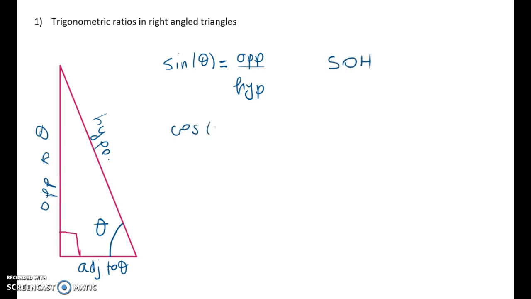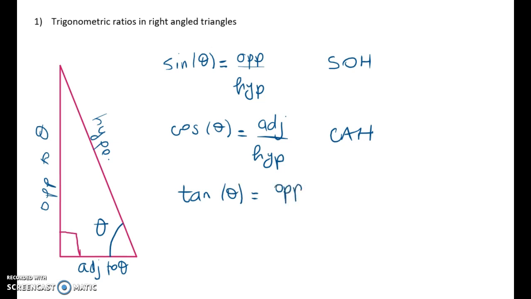To find the cosine of theta, we need to find the ratio between the side adjacent to theta and the hypotenuse. So this is the CAH part of SOHCAHTOA. And then we have the tangent of theta given by the ratio between the side opposite to theta and the adjacent one, and that's the TOA. So these are the three definitions that apply only to right-angle triangles. We use them to find sides or angles of right-angle triangles.